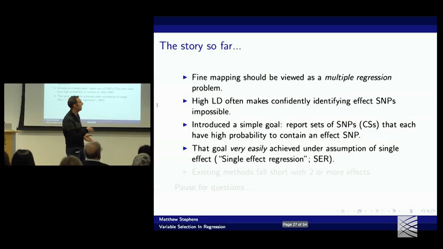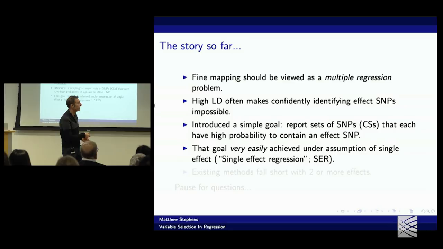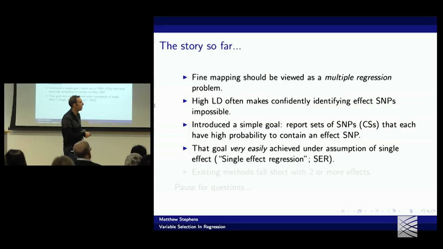Firstly, fine mapping should be viewed as a multiple regression problem. High LD, that's this correlation between variables, makes it essentially impossible to identify the effect SNPs. I introduce this simple goal, which I haven't seen people phrase quite as simply before: I want to report sets of SNPs that each have a high probability of containing at least one effect SNP, one with an effect. That goal is very easily achieved if we assume a single effect. But if we want to allow for two or more effects, existing methods fall short.